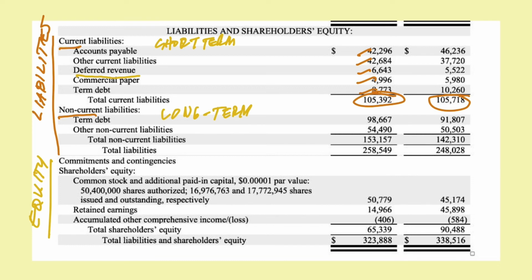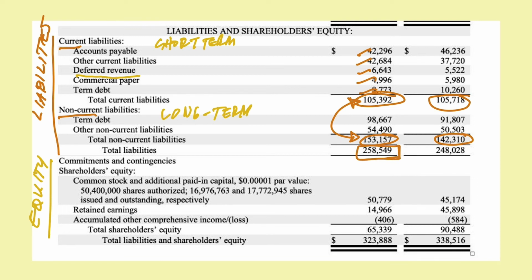And for non-current liabilities, we also have term debt, but this one is again long term. Then you also have other non-current liabilities. This is also totaled. And these two, the non-current and the current liabilities, are added together and you will get the total liabilities.